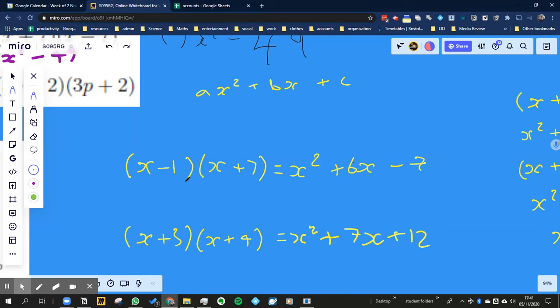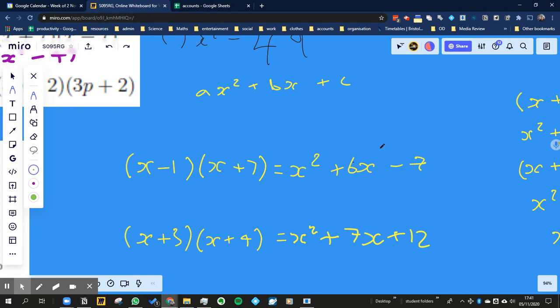So what we're going to try to do now is identify, because eventually what we want to do is go backwards. We've expanded them out. We've gone from this to this. So we've done that. What we want to try to do is go the other way, which is going to be a bit harder.